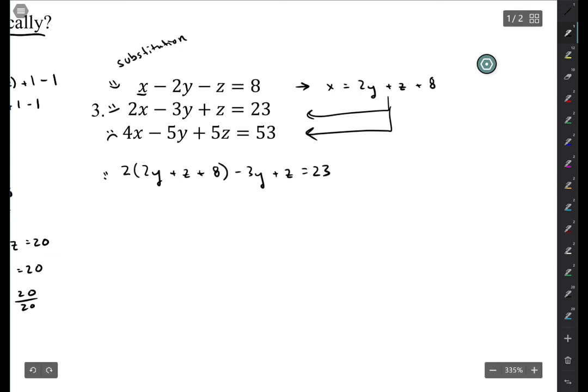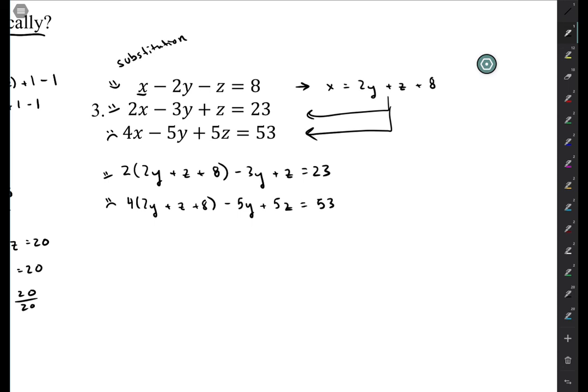So this is the new equation. Here is frown. 4 times (2y plus z plus 8) minus 5y plus 5z equals 53. So as I just did, there's a lot of numbers going on here. So I encourage you, take your time, make sure you substitute things in right, and then go from there.